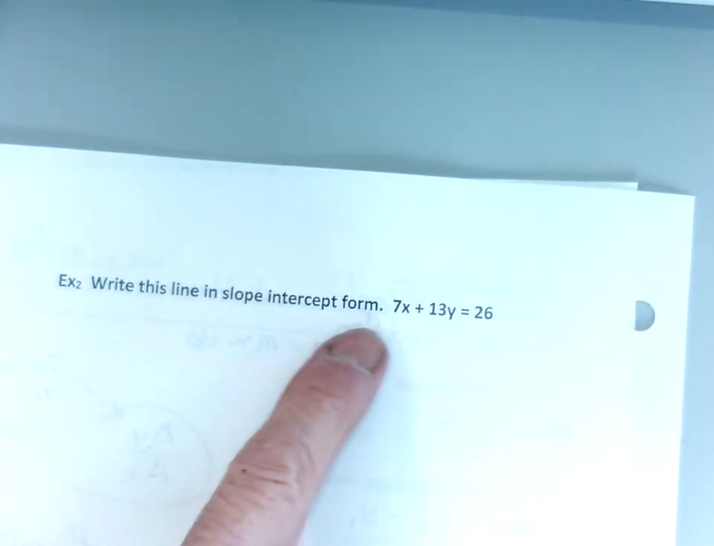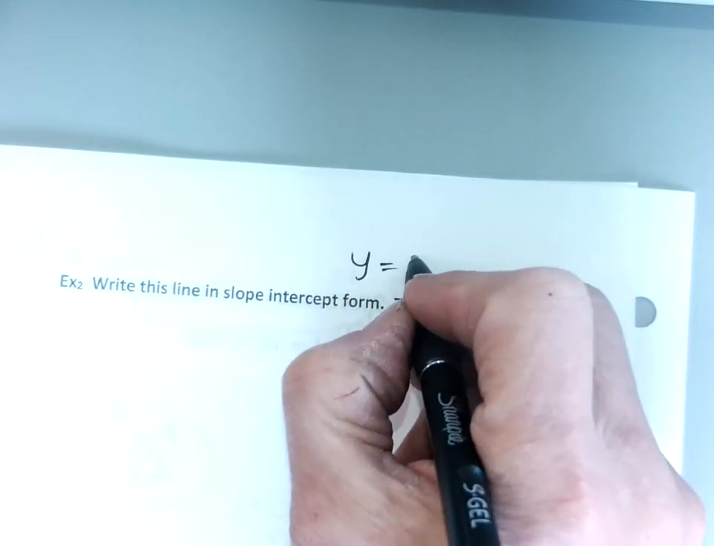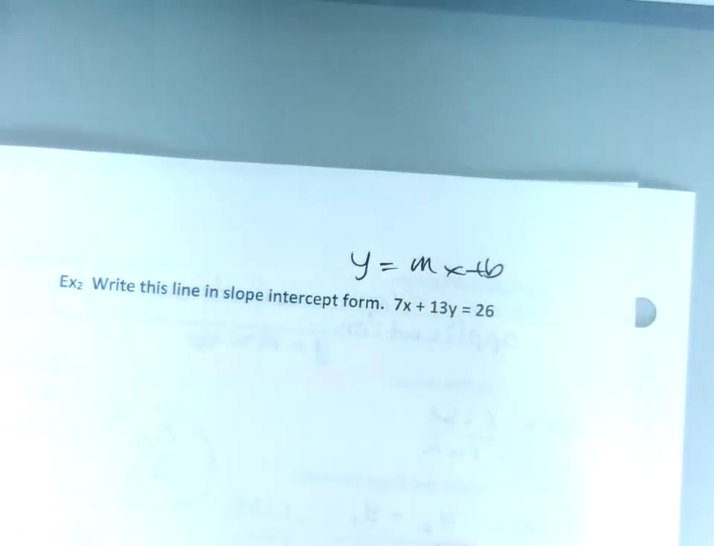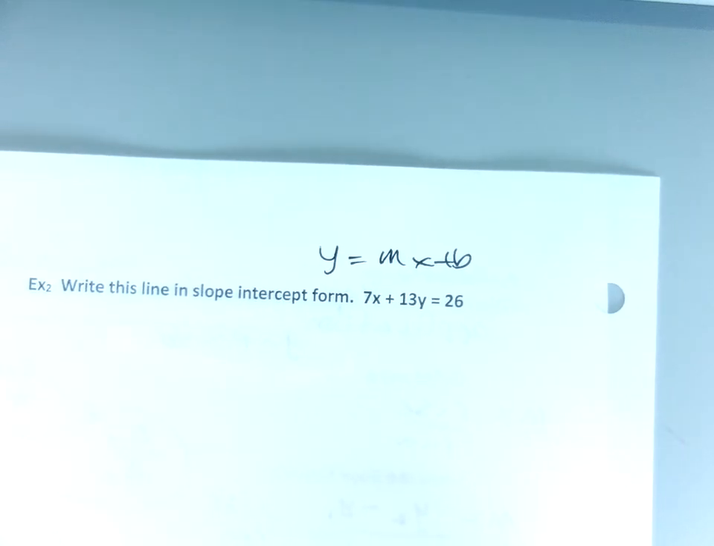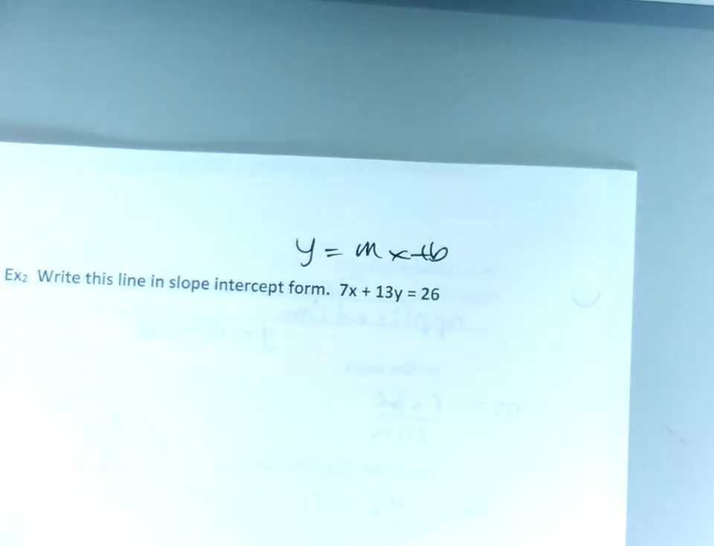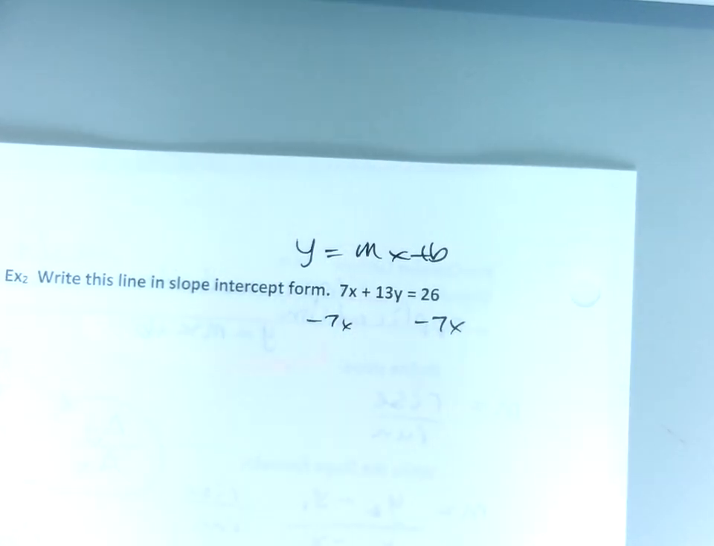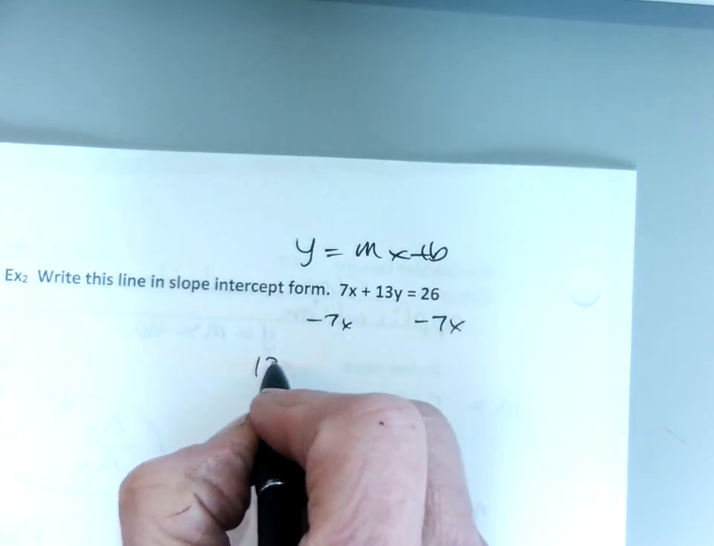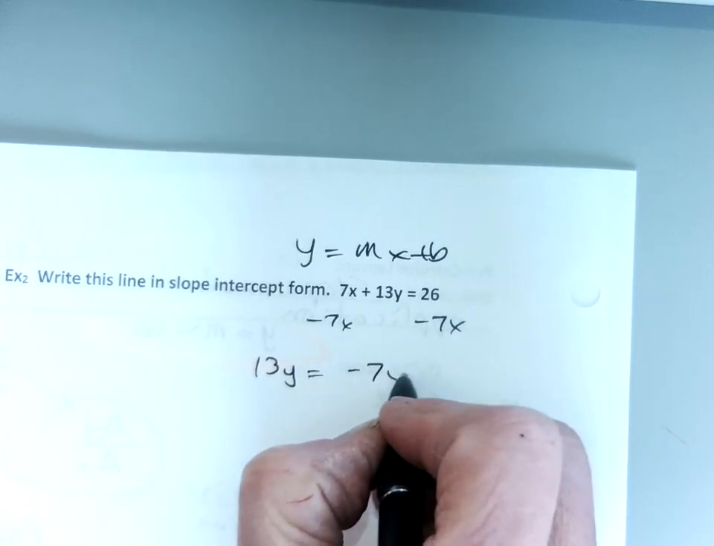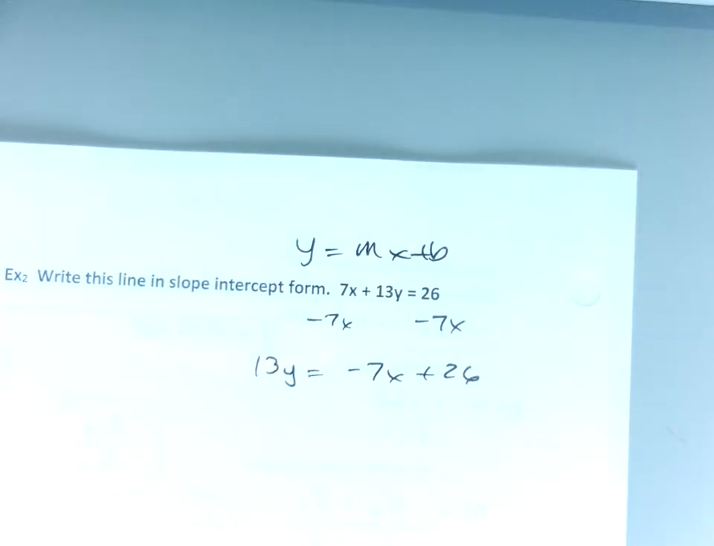Okay, all right. Now in the back, it says write this line in slope-intercept form. So, all right, slope-intercept form is the y equals mx plus b, right? And you know how to do that, right? We're going to go minus 7x, right? I'll have a 13y equals a negative 7x plus 26.